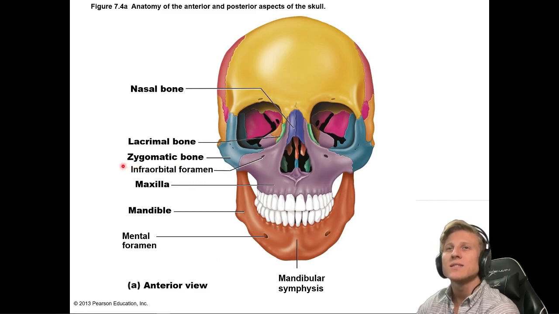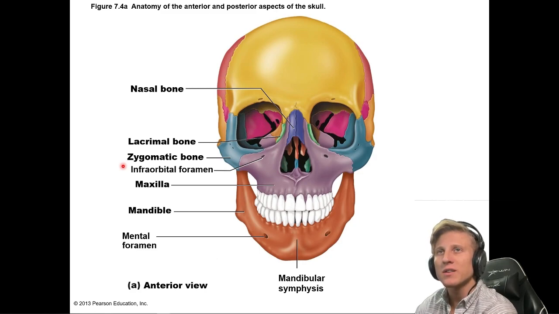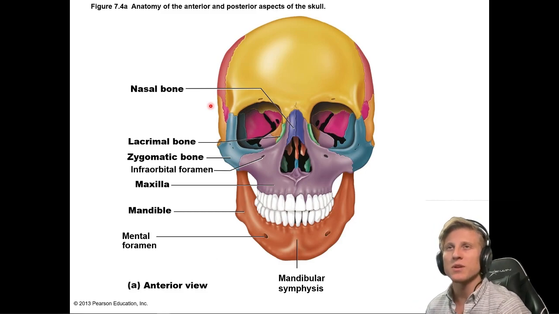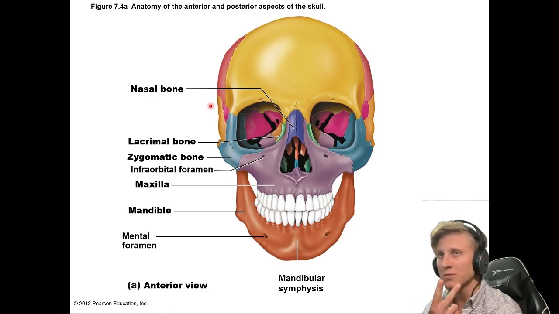Next, we have the zygomatic bone, which we've discussed fairly extensively because we've discussed the zygomatic process of the temporal bone, which would be this tiny little edge right here. So again, to say cheekbone is actually a bit of a misnomer, right? Because we actually know that it's 3 bones, not 1 bone.